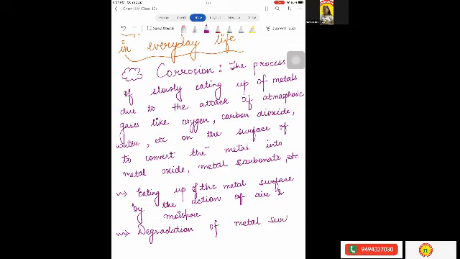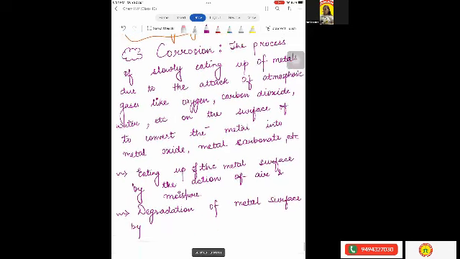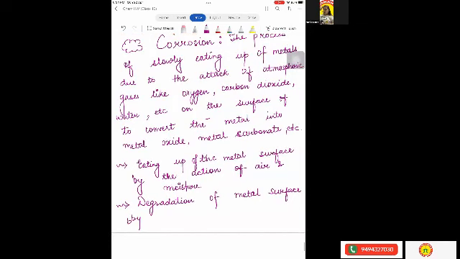I hope the definition is clear. Whenever the air and moisture come in contact with the metal, they lead to the formation of certain products which harm the quality of the metal and lead to the degradation of the quality of the metal. Clear, everyone? Yes, ma'am. Everyone is clear with the definition of what actually corrosion is?